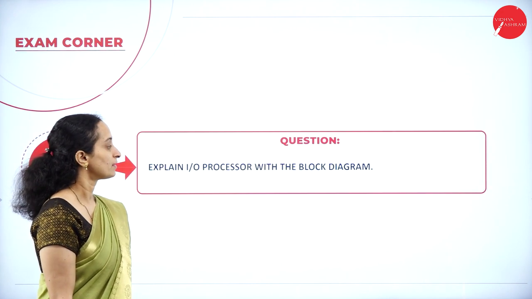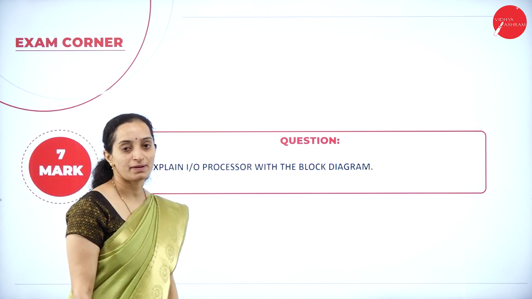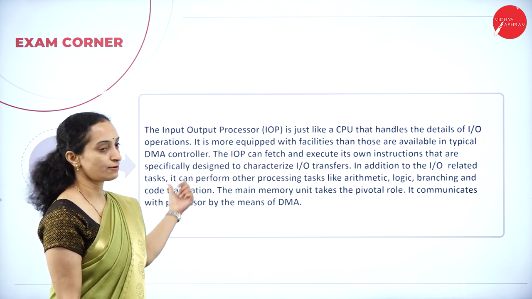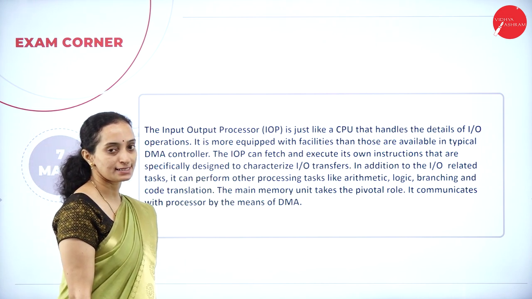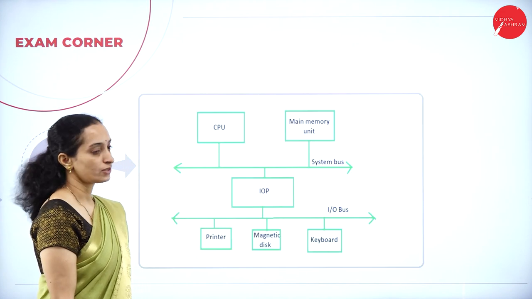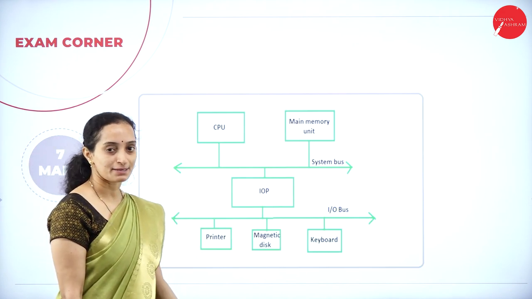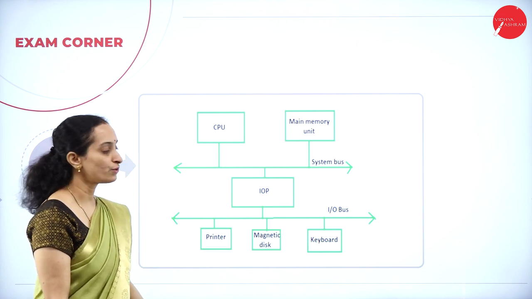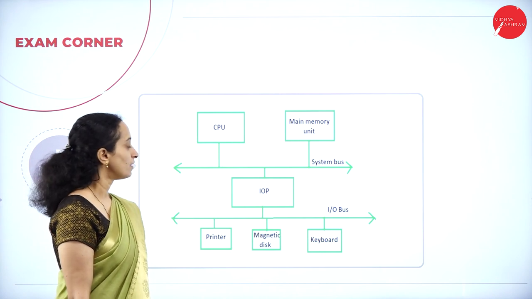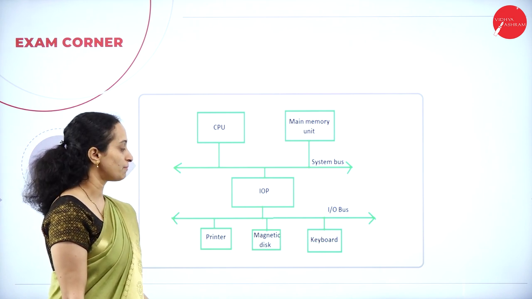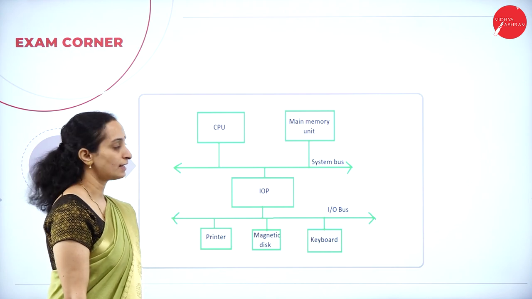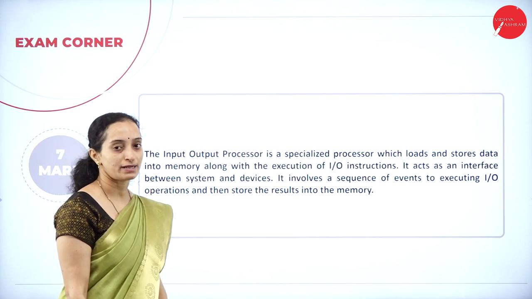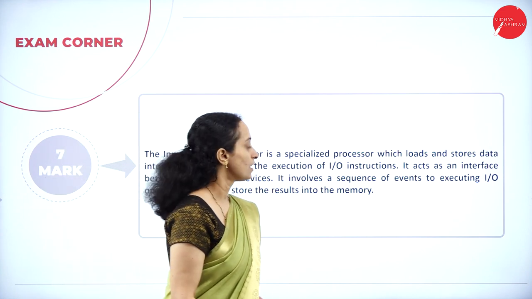All right. Next question is, explain the I/O processor with the block diagram. The explanation for the input-output processor is given here. You can draw the diagrammatic representation of the I/O processor, like bus, memory units, magnetic disk, printers, input units, keyboard. All these things can be mentioned in the diagram. And related to that, you can add a few explanations for the 7 marks question.